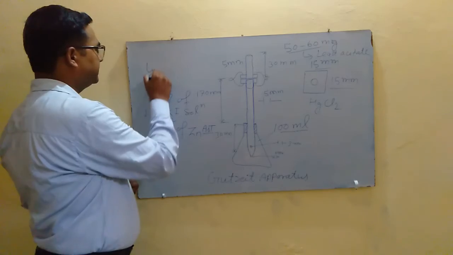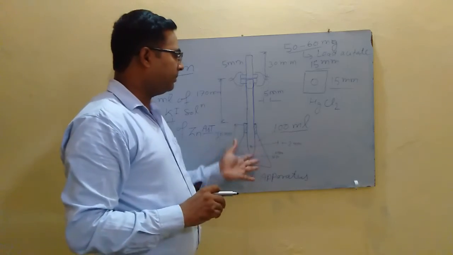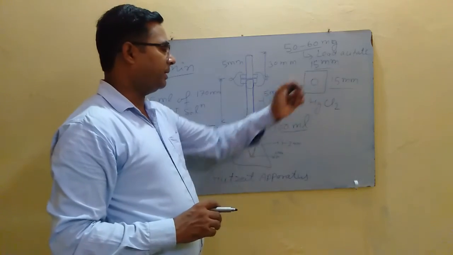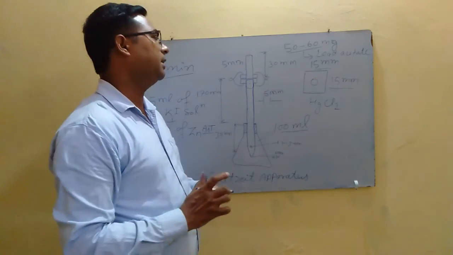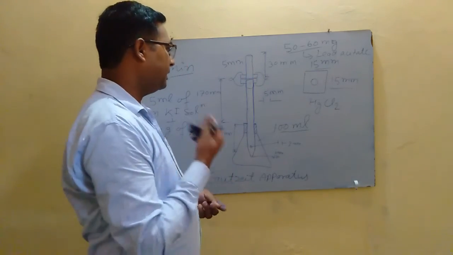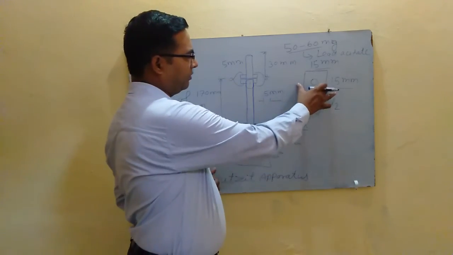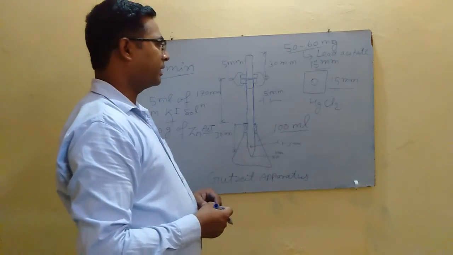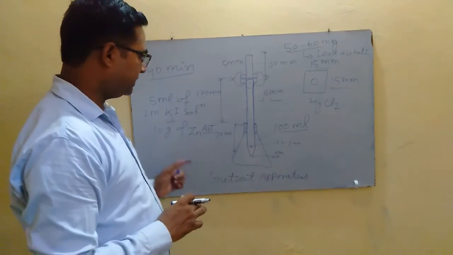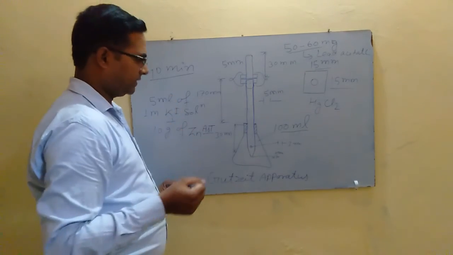After 40 minutes, the stain developed in both the Gutzeit apparatus is compared on the mercuric chloride paper. If the intensity of stain in the test paper is less as compared to the intensity of the stain developed on the standard mercuric chloride paper, then our test sample passes the limit test of arsenic. So this is the basic principle behind the limit test of arsenic.